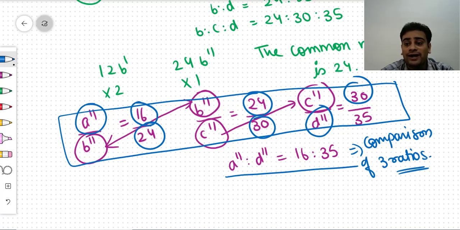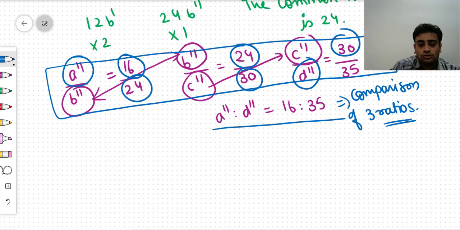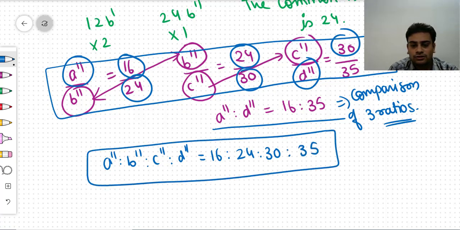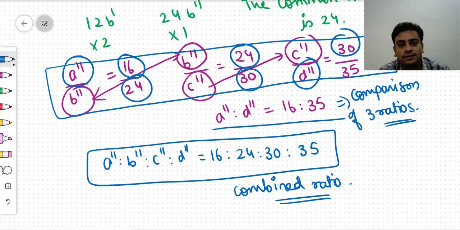And when you need to find the combined ratio, the combined ratio will be A double dash, B double dash, C double dash and D double dash. So it will be 16, and since 24 is the value of B, so 24, then 30 and then 35. So this is basically my combined ratio, right? Clear? So in this video we have talked about comparison of ratios and combined ratios.